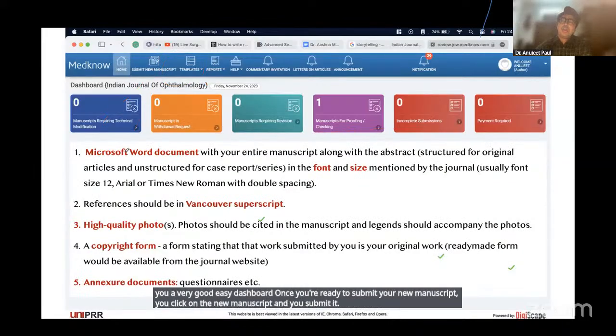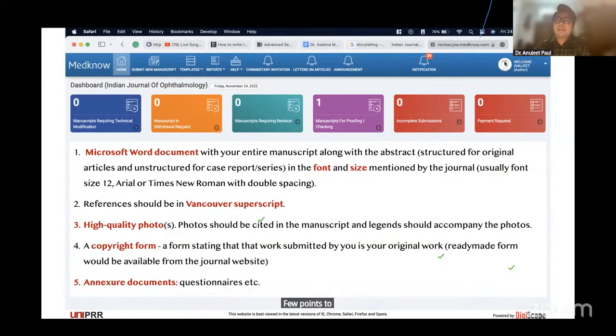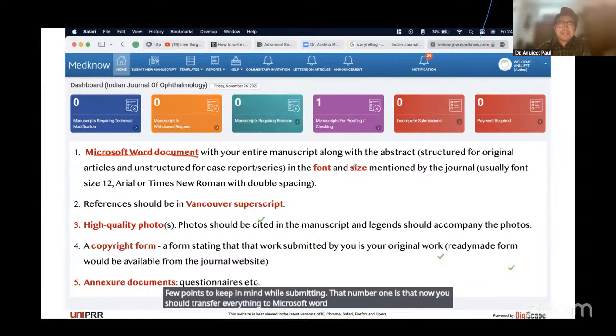Few points to keep in mind while submitting: number one is that you should transfer everything to Microsoft Word. It should be structured. These are some simple things to keep in mind.